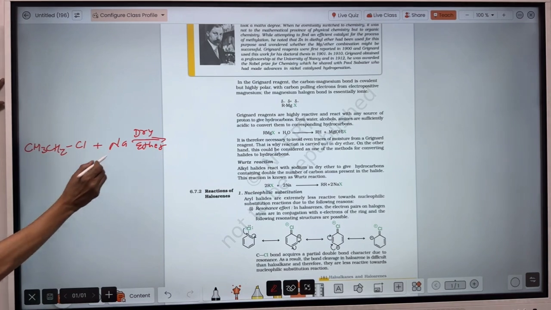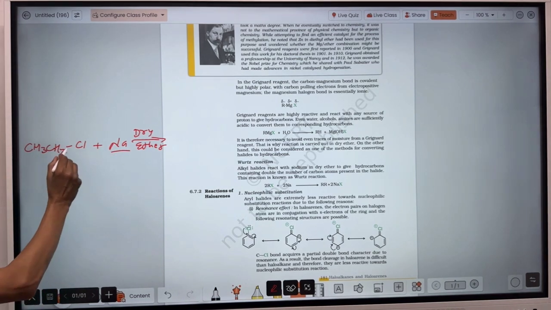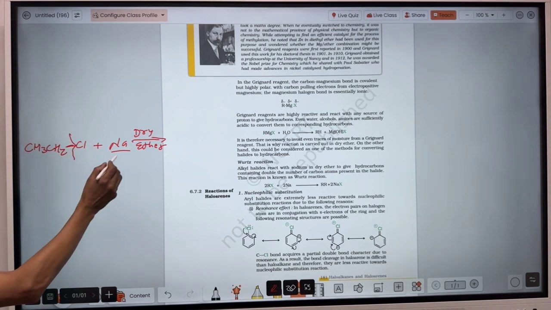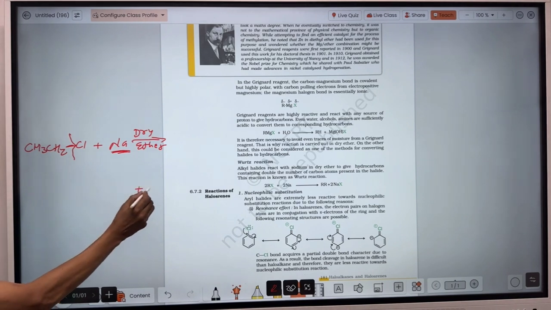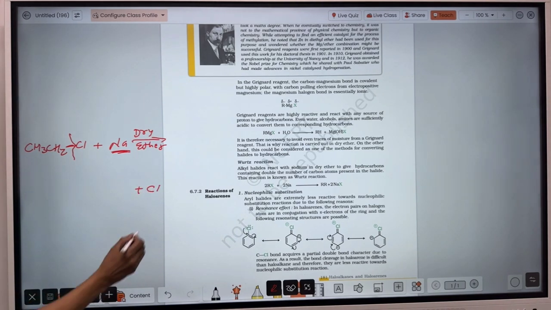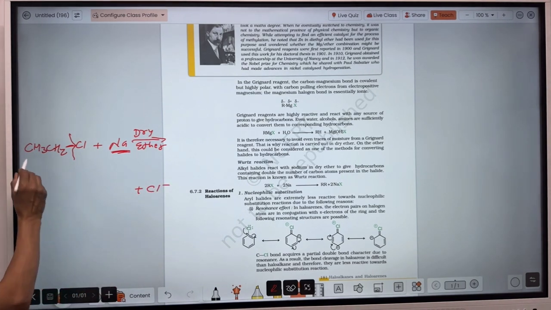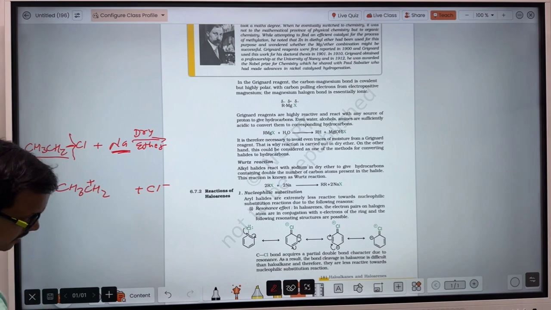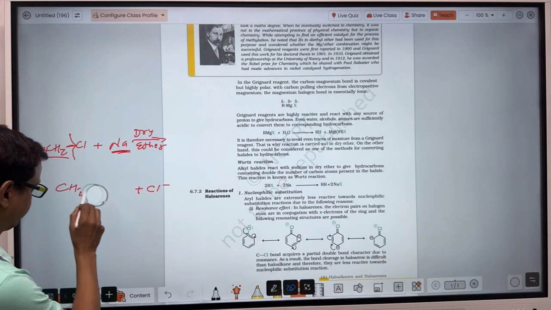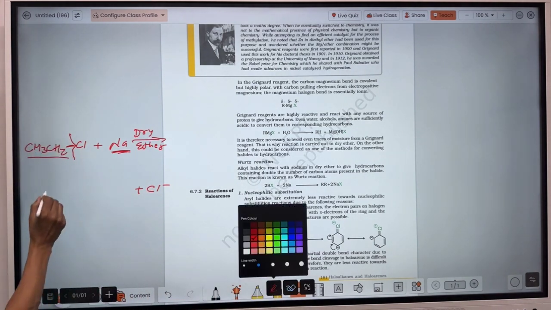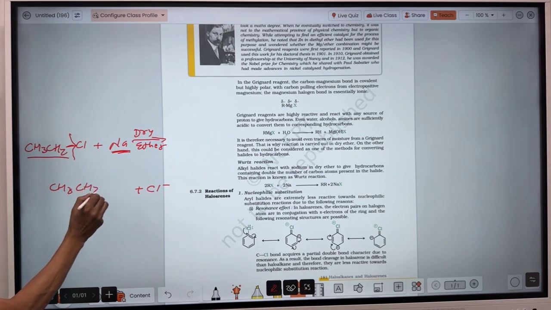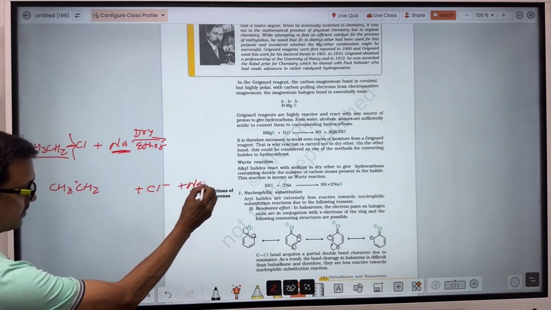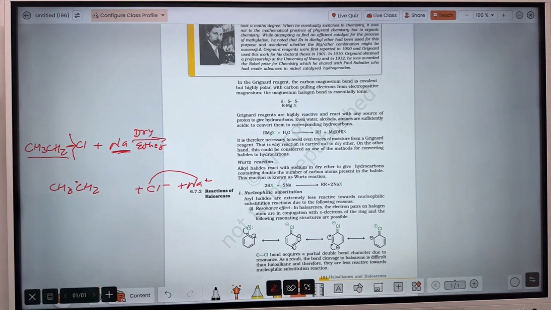Listen to what happened. Sodium releases the electron, so the chlorine atom released from there will gain that electron. So that becomes Cl minus, and there will be the alkyl group here. No, here a chlorine free radical will be there. Here the chlorine free radical, Cl minus and Na plus. This Na plus will combine with this Cl.